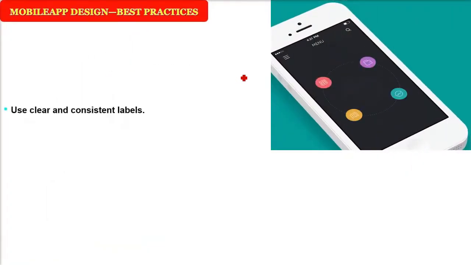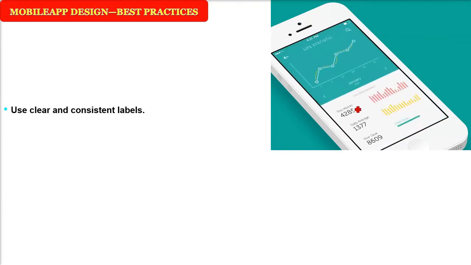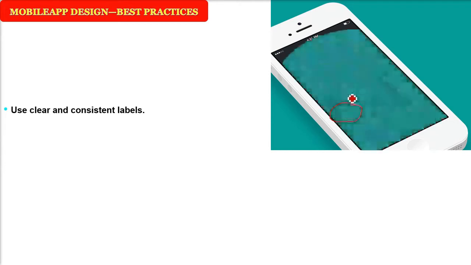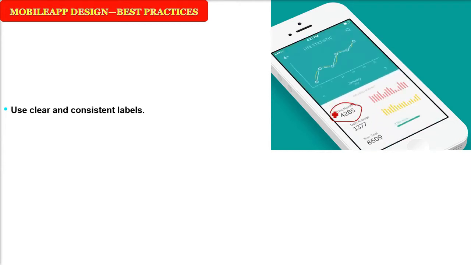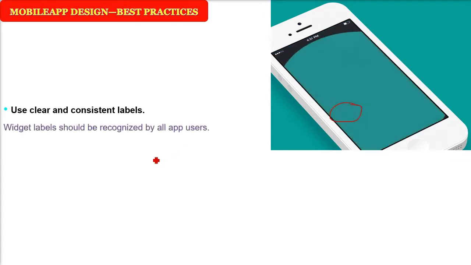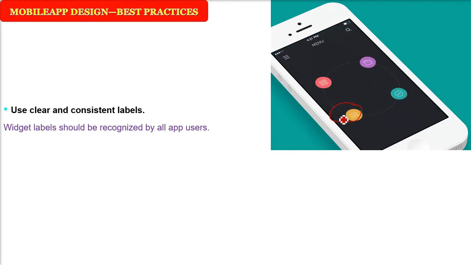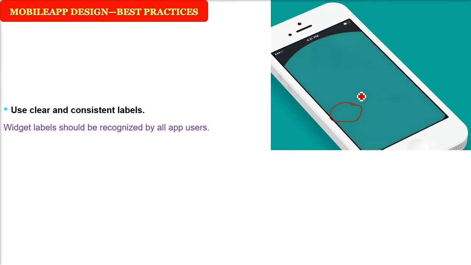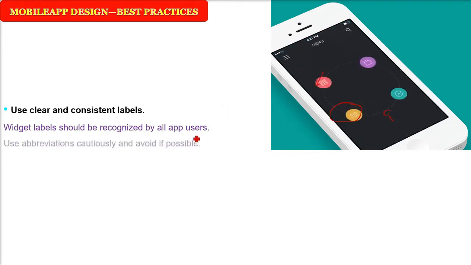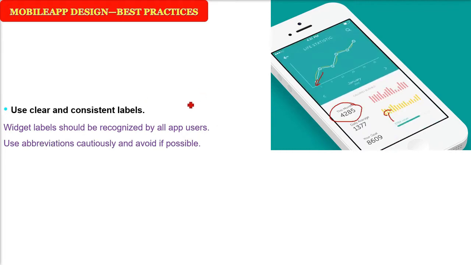Use clear and consistent labels. What you see is what you get. If something is good, people will buy it. So you see this screen is so clean and the colors are so good. It is consistent. The labels are important, what you write. Widgets are something you interact with the system through, right? So a widget label should be recognized by all application users. If you are using abbreviations, don't use them first of all. If you are using them, use them cautiously.